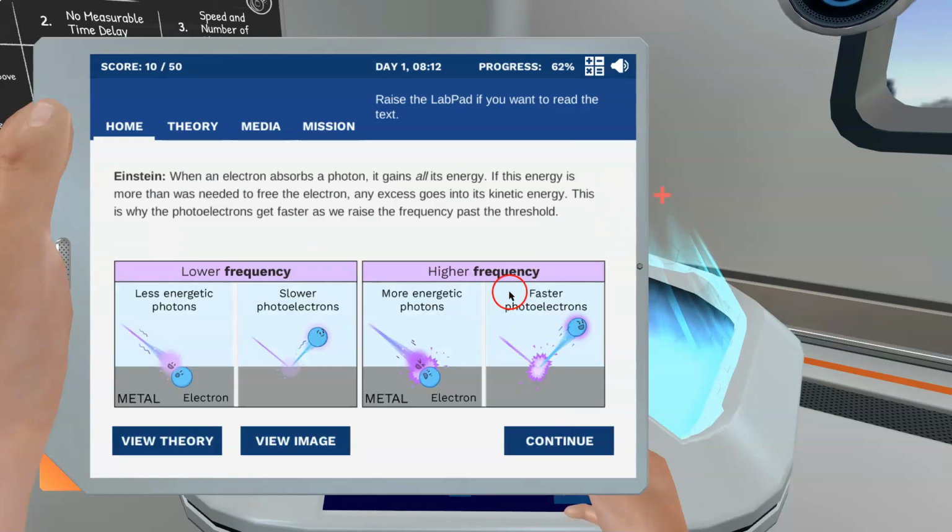When an electron absorbs a photon, it gains all its energy. If this energy is more than was needed to free the electron, any excess goes into its kinetic energy. This is why the photoelectrons get faster as we raise the frequency past the threshold.